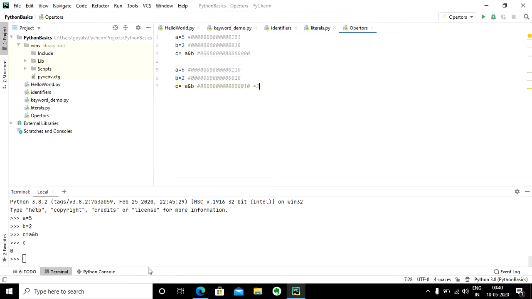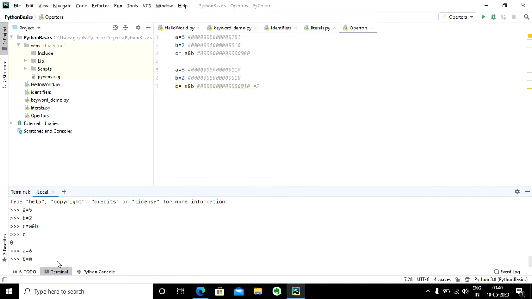Okay, so now let me just perform this operation here. a equals to 6 and b equals to 2. Now if I perform a and b, the output would be 2, which is expected. Okay, now let me talk about the other bitwise operators.